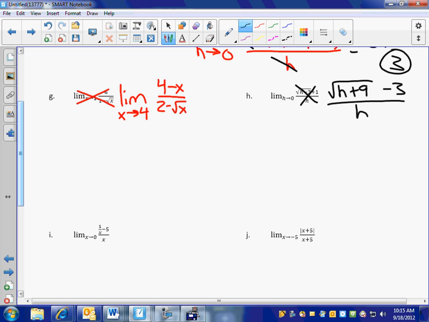This is a little bit more complex. This requires some forethought and knowledge of the function. First of all, can I plug in 4? No, I cannot. Any thoughts?